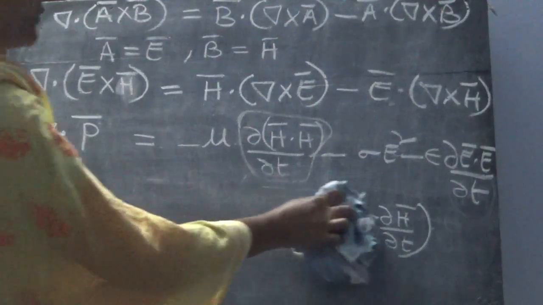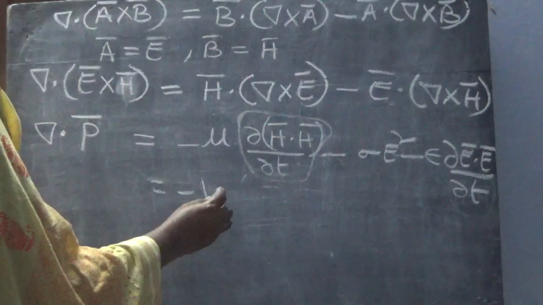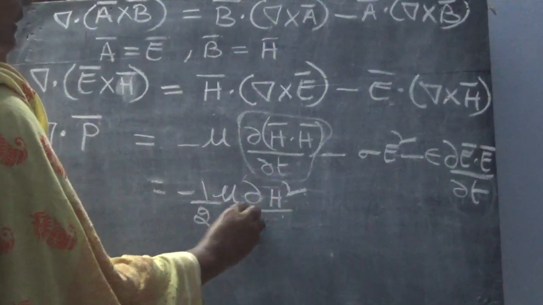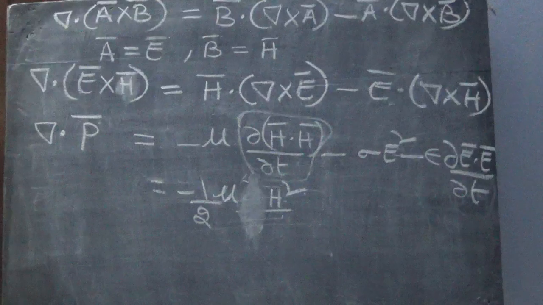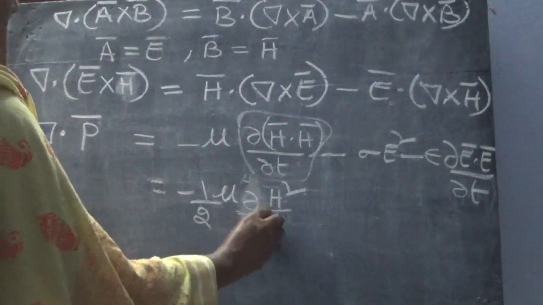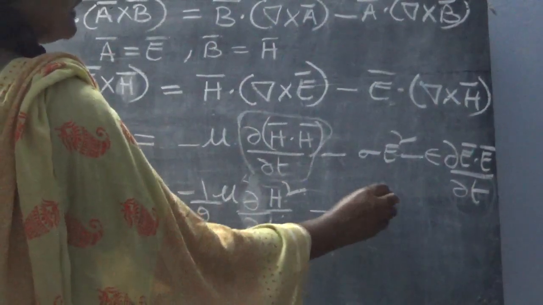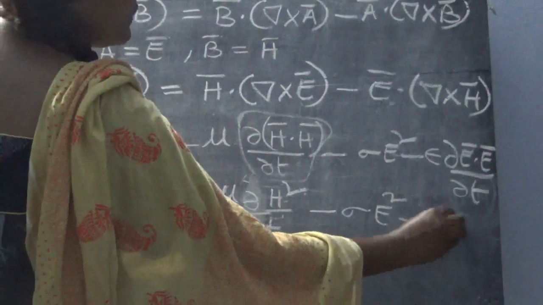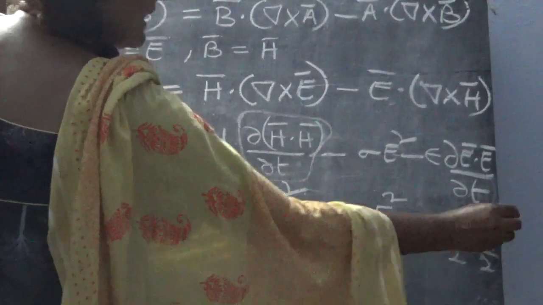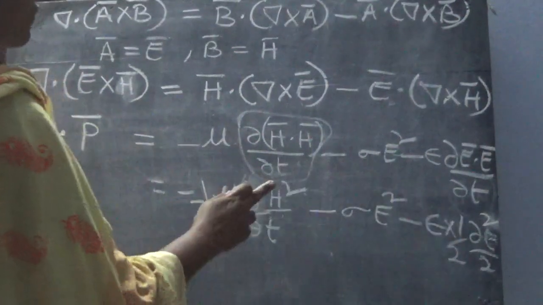In the same way, if I substitute this, what will I get? Minus half mu into dou H square by dou t. Next, minus sigma E square minus epsilon into half dou E square by dou t. Here only scalar quantities come, no vectors at all, only scalars, no bar on the top.